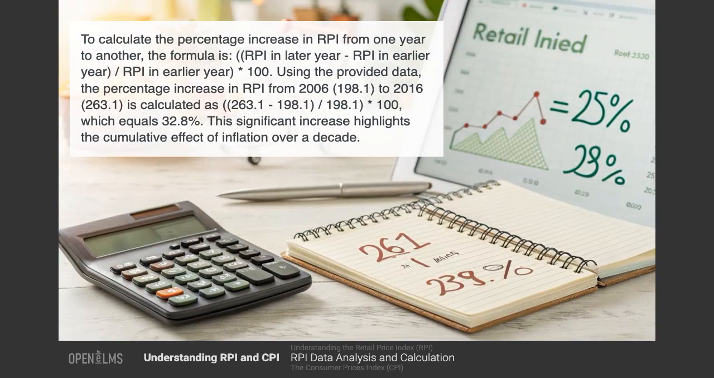To calculate the percentage increase in RPI from one year to another, the formula is (RPI in later year minus RPI in earlier year) divided by RPI in earlier year, times 100. Using the provided data, the percentage increase in RPI from 2006, 198.1, to 2016, 263.1, is calculated as (263.1 minus 198.1) divided by 198.1, times 100, which equals 32.8%. This significant increase highlights the cumulative effect of inflation over a decade.